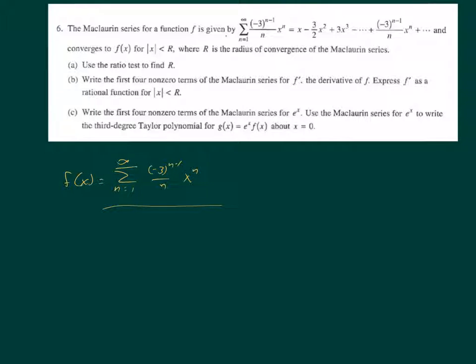Now you'll notice that they've done 3 terms. We need to go 1 more. So get that expanded to 4 terms, and that would work as well. But they want you to write those first 4 non-zero terms for the Maclaurin series of f prime, the derivative of f. If you want to go further, you can. Then they want you to express f prime as a rational function for the absolute value of x less than r.